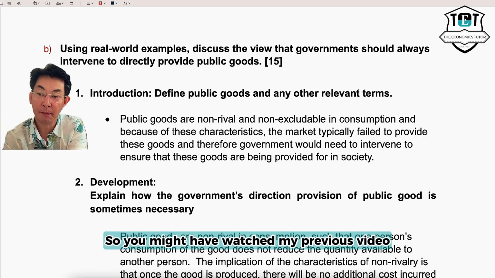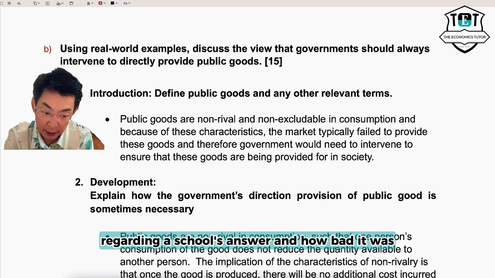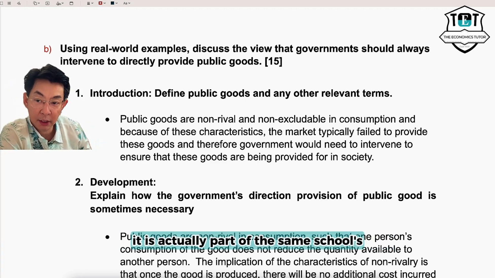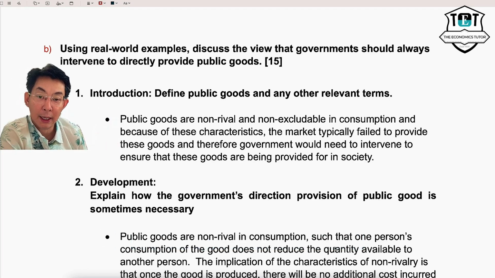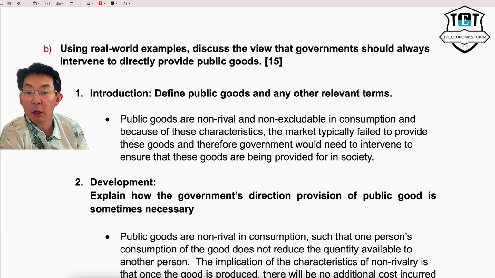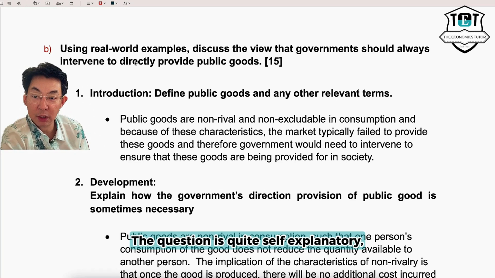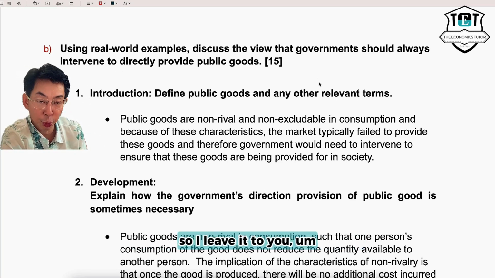So you might have watched my previous video regarding a school's answer and how bad it was. So this is kind of like a follow-up. It is actually part of the same school's answers that were distributed to students. The previous part was a part A, microeconomic question. This is a part B, market failure question. The question is quite self-explanatory, so I leave it to you.